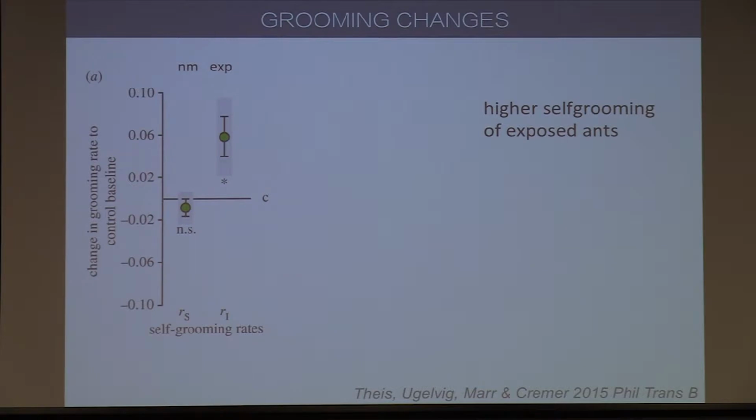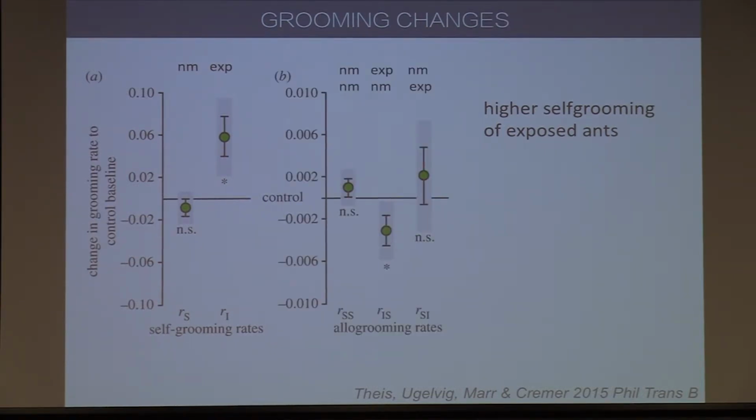What we can see, obviously, is that the exposed individuals drastically increase self-grooming, whereas the nestmates don't seem to care. So it's not that they do a prophylactic upregulation of their own self-grooming. If you then look at allogrooming, the nestmates groom the exposed individual somewhat more, but it's often not significant; it's a trend. The nestmates among each other also don't groom more. But what is very clear is that the exposed individual itself is not grooming anybody else anymore.